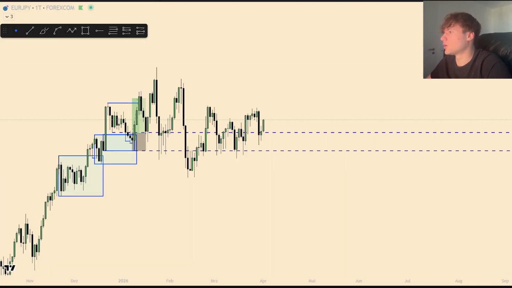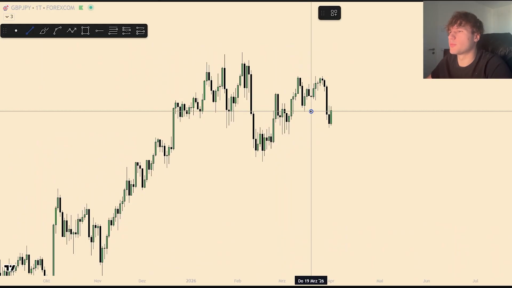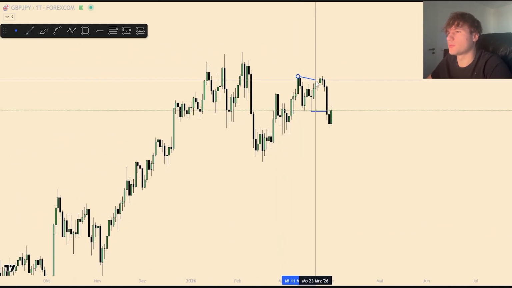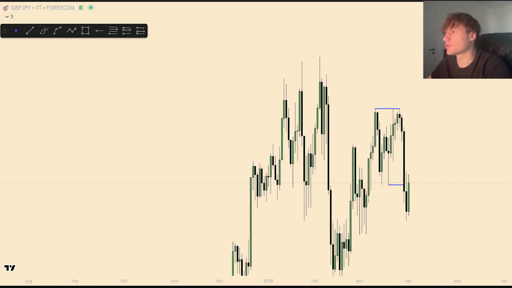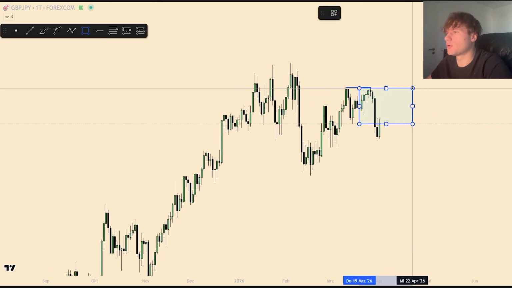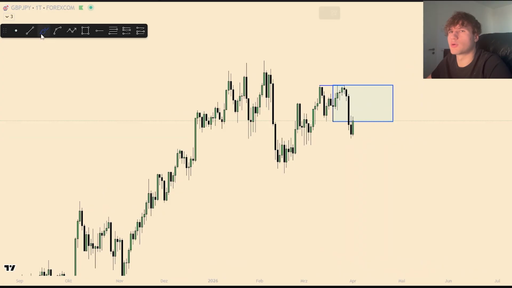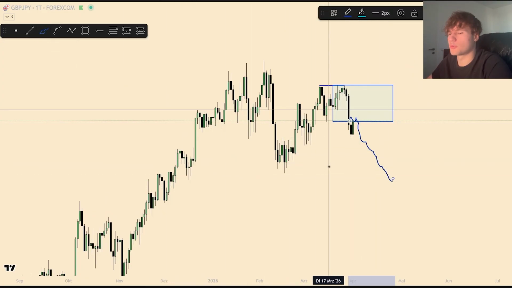Okay, now to GBP JPY. It's made a breakdown, and this was the previous break up. Yes, so it is bearish, but I'm also bearish on the yen, so I wouldn't trade it down lower. It's just no correlation for me.